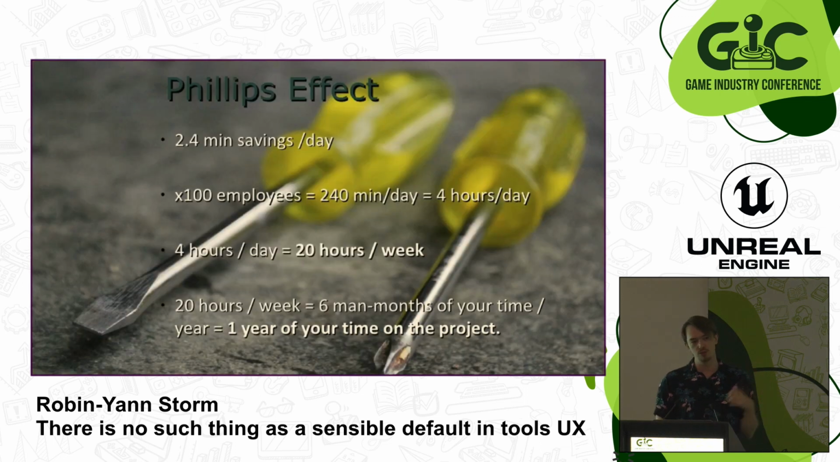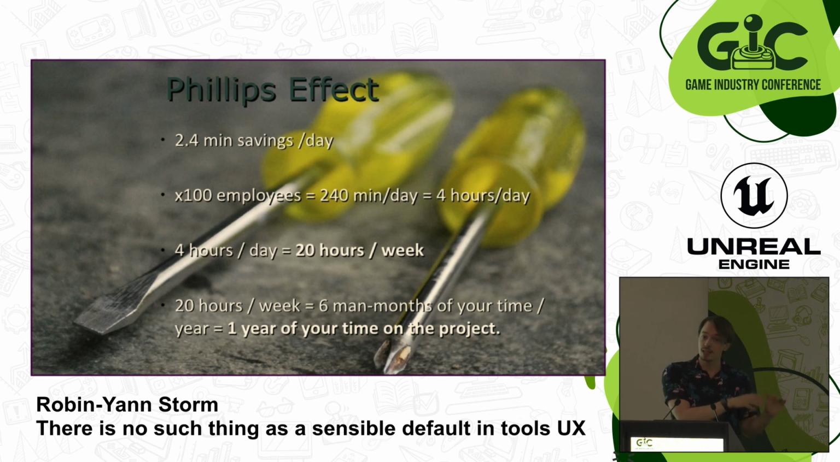So this is a slide from Jim Brown from GDC 2010. It's 12 years ago, but it's still very relevant. If you're losing, for example, 2.4 minutes a day saving through some editor tool, over 100 employees, 200 minutes a day is like 4 hours a day, then 4 hours a day is 20 hours a week. 20 hours a week with 6 man projects on your time, then it's 1 year of your time on the project. A lot of these small things that save people a lot of time can really help cut down on the cost of your production by making it faster and easier to do these things.